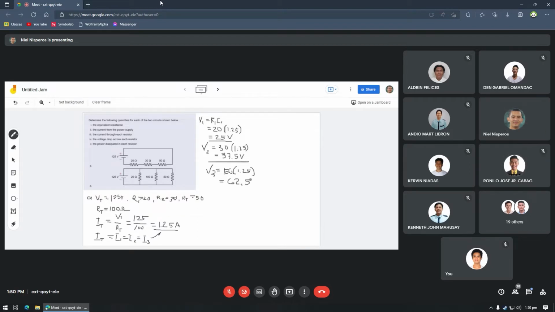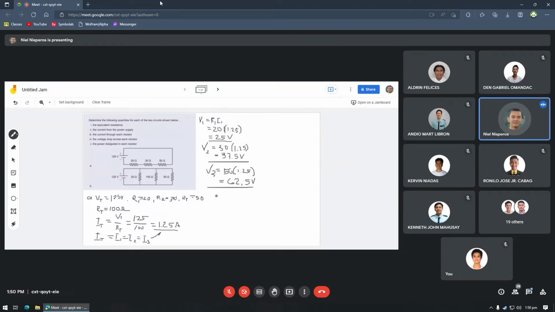So let us sum up. It should be equal to 125. So the 37.5 plus 62.5 would be 100, and then plus 25. So we have 125 volts. So the distribution across V1, V2, and V3 is exactly right.